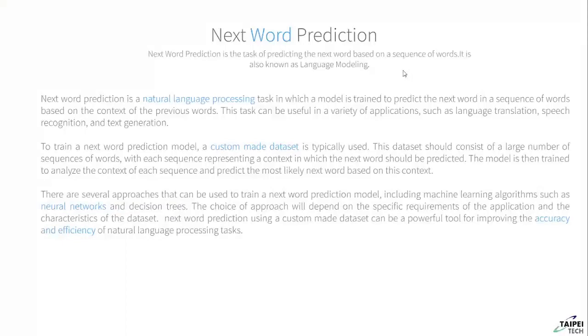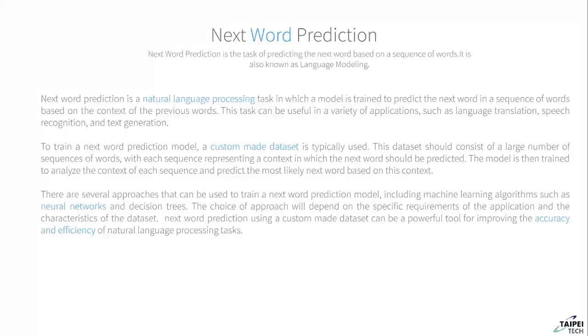Next word prediction is a natural language processing, or NLP, task in which a model is trying to predict the next word in a sequence of words based on the context of the previous words. The task can be useful in various applications such as language translation, speech recognition and text generation.